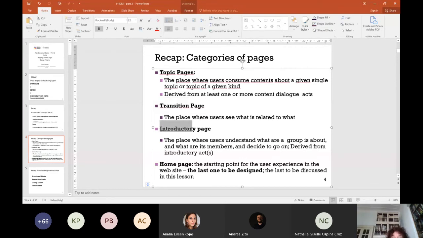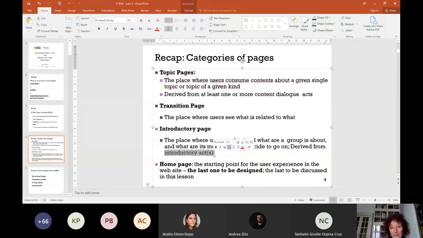And then there are introductory pages, basically pages that have the communication role of introducing a subject or a group. They let you understand what a group is about and what its members are, so that you decide if you want to go on or not. They're typically derived from introductory acts. The introductory acts are, from a communication viewpoint, the acts in which you present something. So introductory in the sense that, again, you are in transit here, but in transit to go into the detail of a group.